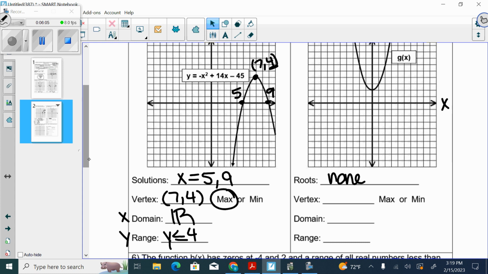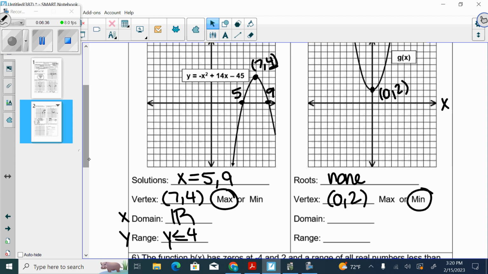Okay. Then they ask where the vertex is. So where is my vertex? At the 2, right there. So did I go left or right any to get to that point? So the coordinate point here is 0, 2, right? So we didn't go left or right any. And is that one a maximum or a minimum? Minimum, right? Because it's the lowest point.